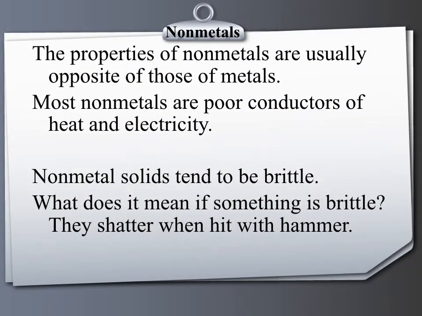The properties of nonmetals are usually opposite of those of metals. Most nonmetals are poor conductors of heat and electricity, whereas metals are usually very good conductors of heat and electricity. Nonmetals tend to be brittle. What does it mean if something's brittle? That means it shatters when it's hit with a hammer, unlike a metal, which is malleable and just changes shape when it's hit with a hammer.